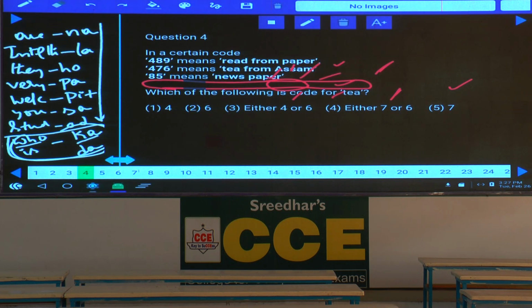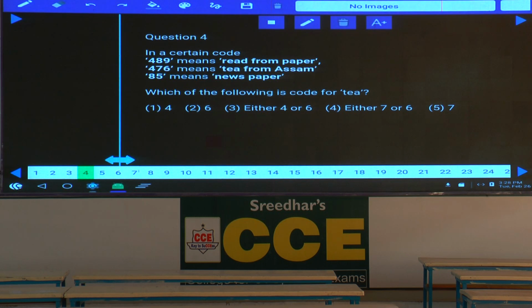Then question number 4. Now 4 and 5. Now the fourth one, 489, read from the paper. Which of the following is the code for T? In order to get the code to this word T, T is there in the second statement, "from" and "from", and what is the code? 4 is the code. And "Assam" and "paper". From is there in the first two. "News" and "paper". The code to the word paper can be identified, isn't it? As paper is identified, what is the code here? 8 is the code for this paper. Then what is the code for this T? T can be either 7 or 6 in any order. 7 or 6, choice 4.